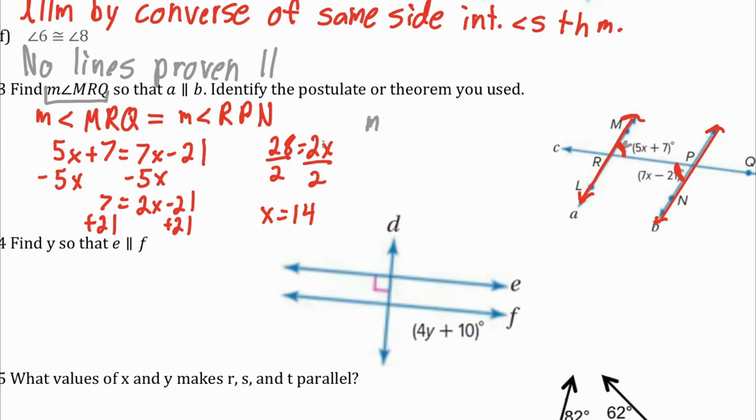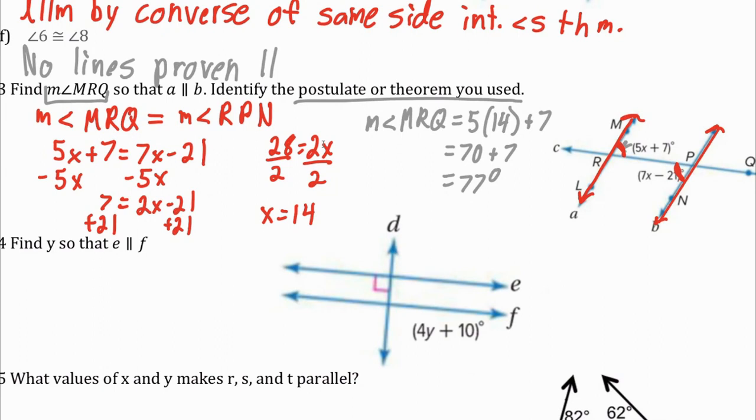So we need to go back and plug into the measure of MRQ. Now, does it actually matter which one we plug into? No, because they're congruent, so we can plug into either. But I am going to plug into the normal one. So we'll do 5 times 14 plus 7. 5 times 14 is 70. 70 plus 7 is going to be 77 degrees. And again, we want to state the postulate or theorem we used. So we've proved these two lines are parallel if this angle is 77 degrees by the converse of, and we're working with alternate interior angles here.